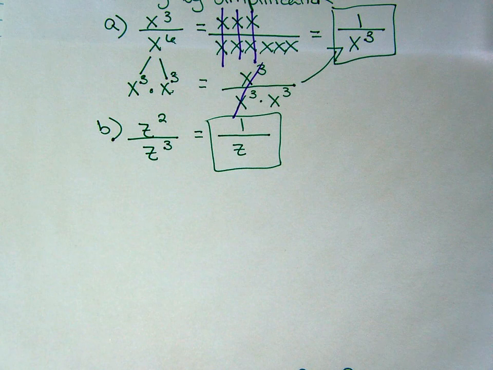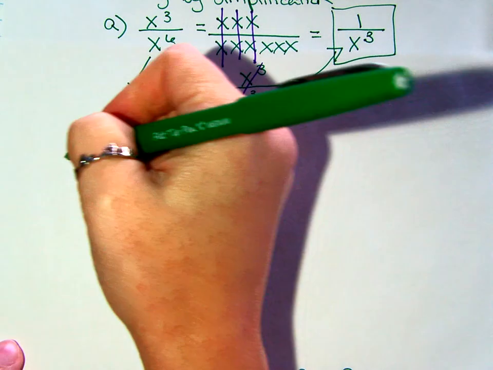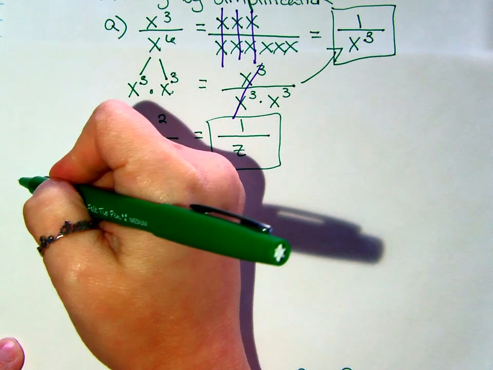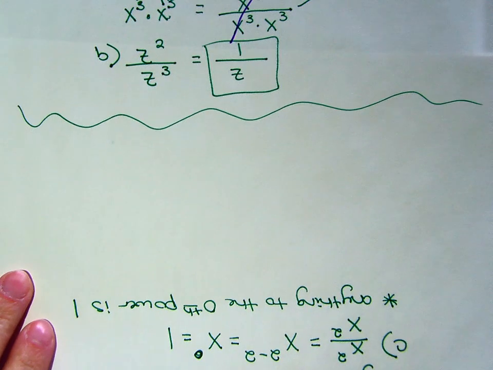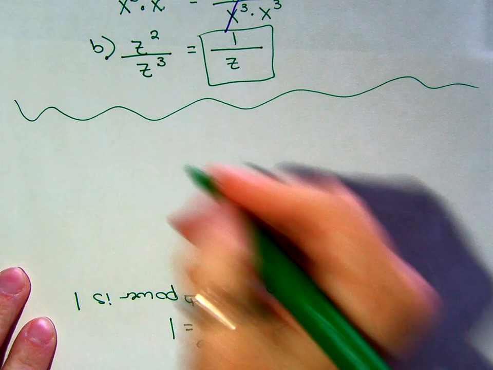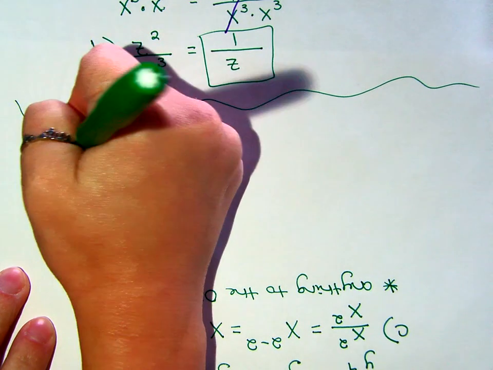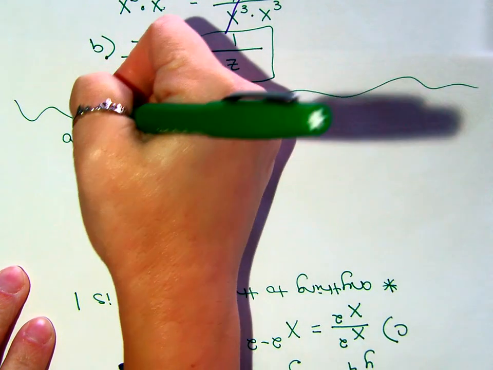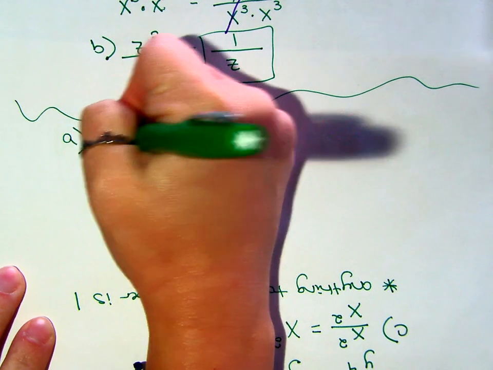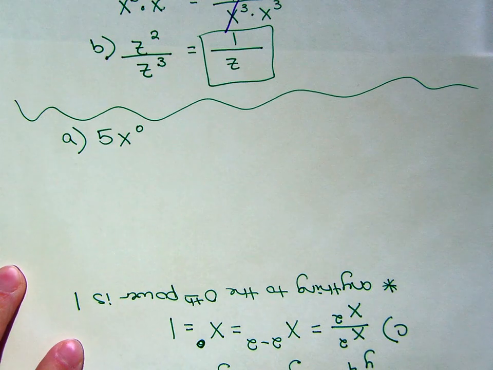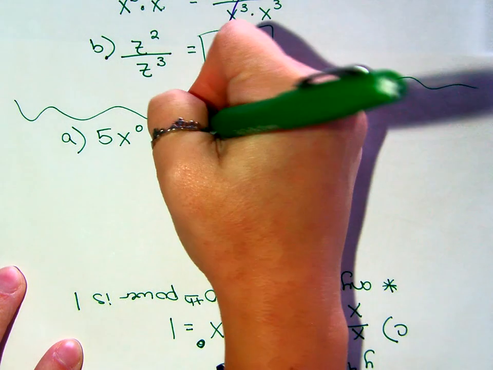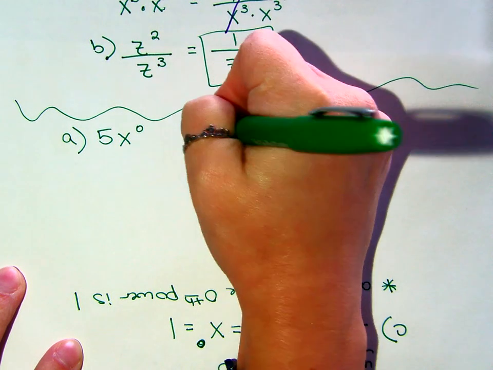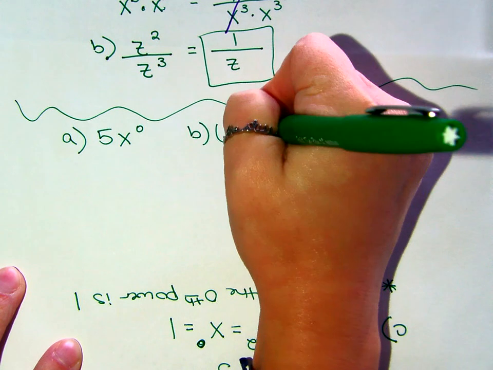Okay. Let's do a little bit of simplifying before we learn our power rule. Let's look at, this uses our zero exponent rule. We're going to look at that one versus this one.